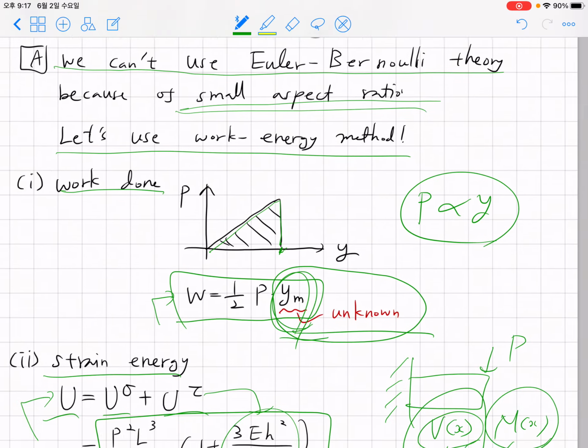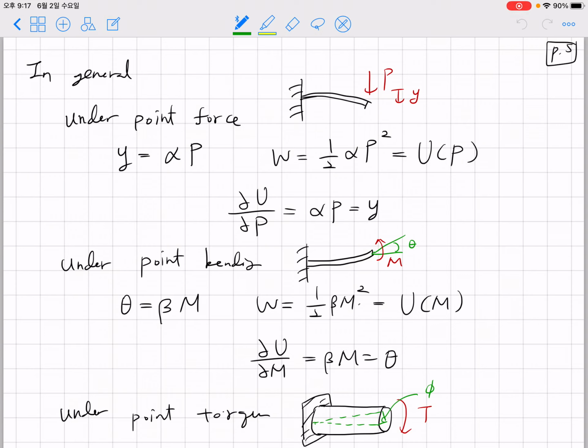Okay, so yeah, this is a typical use of the work energy method. And actually, if I give you a more general application of this method, I can introduce it in this way. As I told you, even for this beam deflection problem with a point force, we know that P and Y, the force and deflection, should be linear to each other.